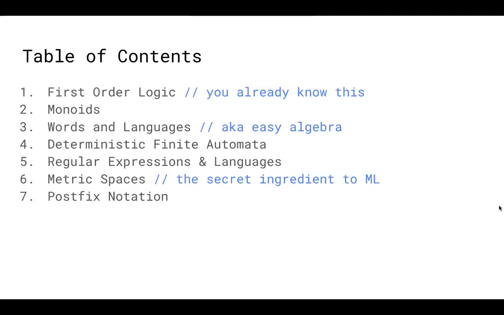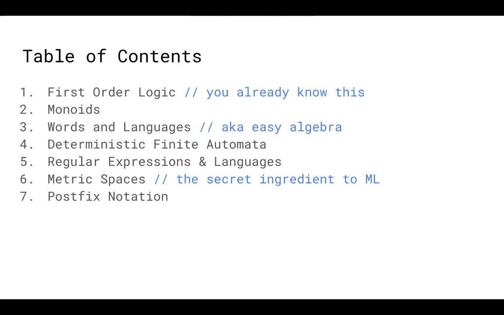Okay, so here's the table of contents. First, we're going to talk about first order logic, which I think everybody here already knows, but we'll familiarize ourselves with some of the terms for things that we're already aware of but maybe don't know what they're called. Then we'll go over monoids, and then words and languages. Then we'll talk about finite automata and deterministic ones very briefly. We're not going to go into much detail.